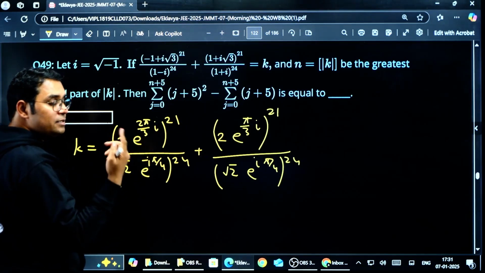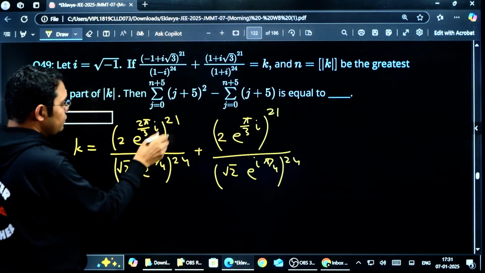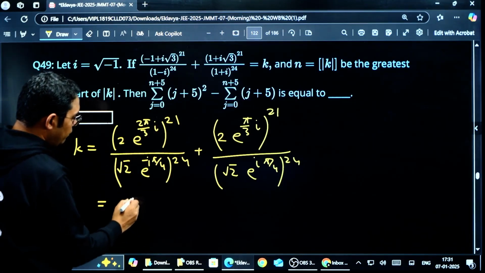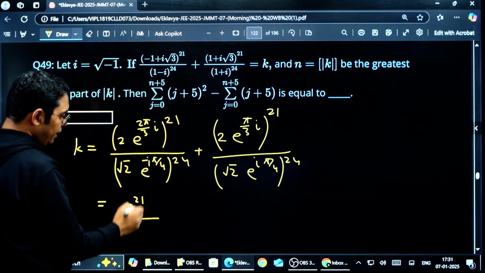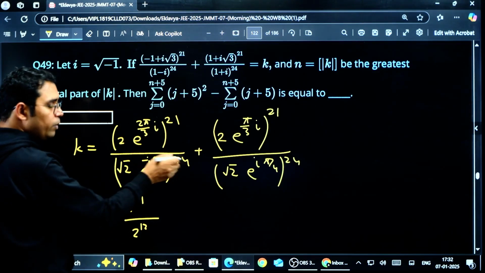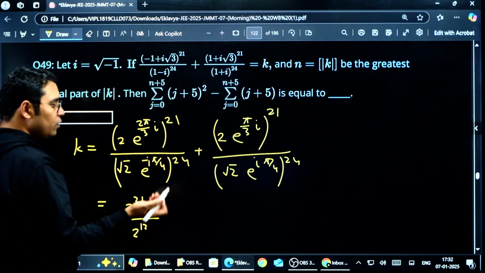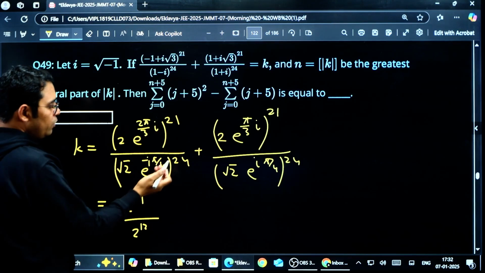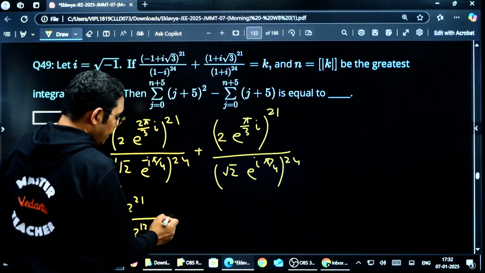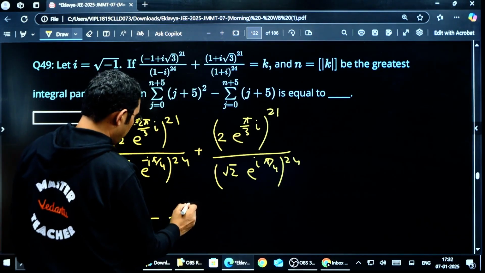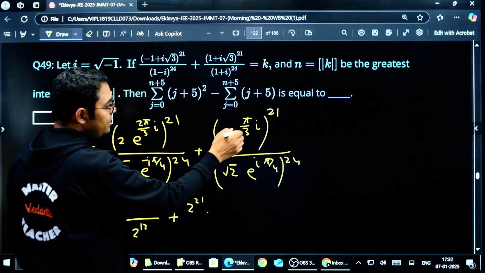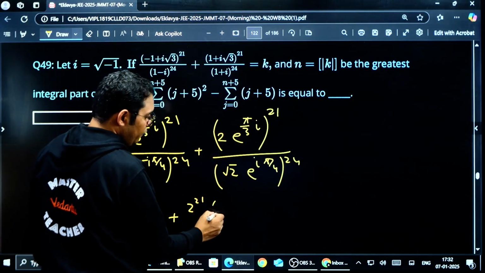That is 14, a multiple of 2 pi, so it will be just 1. So we are only having 2 power 21 from here, whereas here it will be 2 power 12 to 2 power 24. And this is again 1 only, because pi by 4 multiplied by 24 gives you 6 pi. So that will be 1. Here we are going to get 2 power 21, and this is e power 7 pi, which is actually -1.